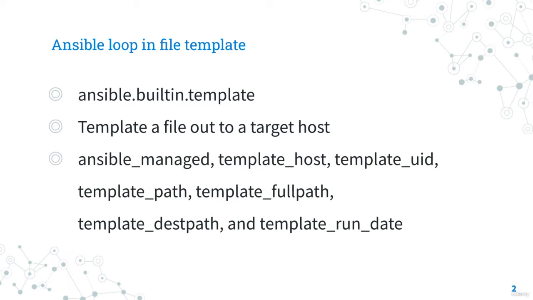Also, you can use some special variable in your template. You can see the whole list in this slide. It supports a large variety of operating systems. For basic text formatting, use the ansible.builtin.copy module, or for an empty file, ansible.builtin.file module. For Windows, use the ansible.windows.win_template module instead.